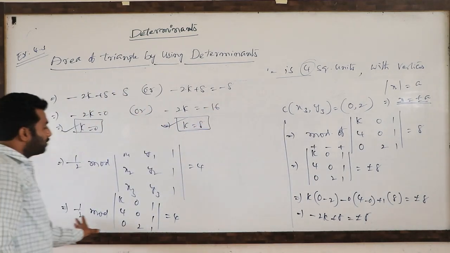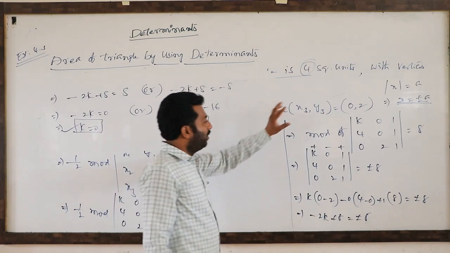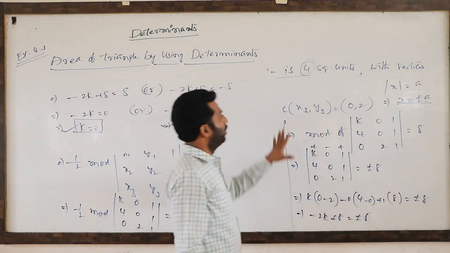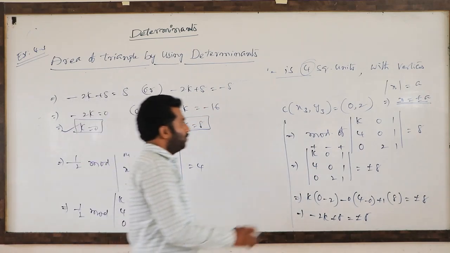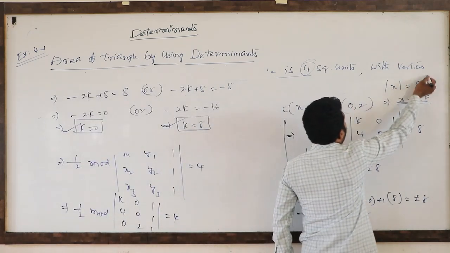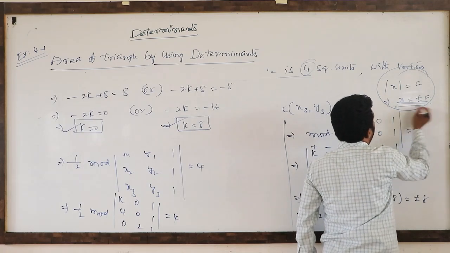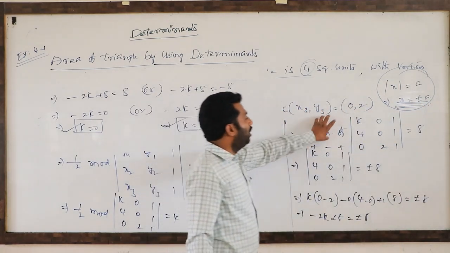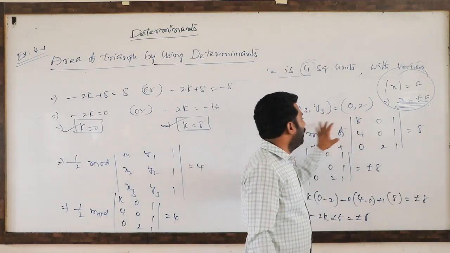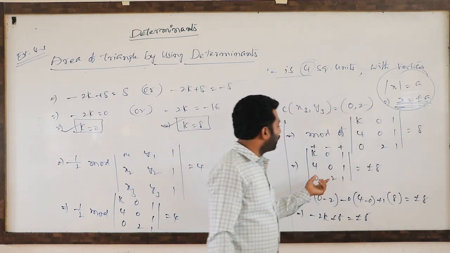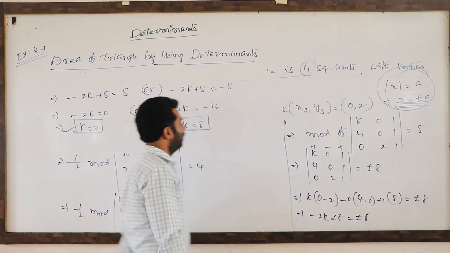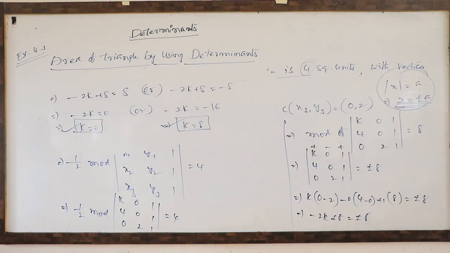So this is a most important problem. Whenever modulus is there, plus or minus 8 you have to consider. That is the internal meaning of this concept: mod x equal to a means x value plus or minus a you have to write. So this is mod x type, mod x equal to a, x equal to plus or minus a. Along first row if you expand, answers like these will come. So this is the third question.